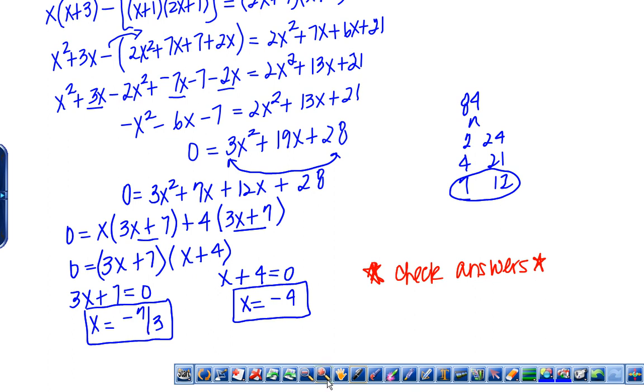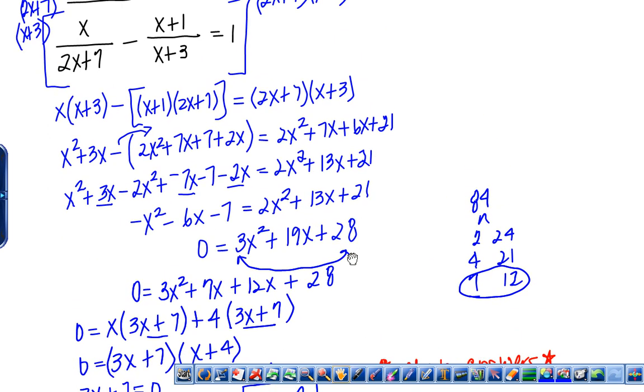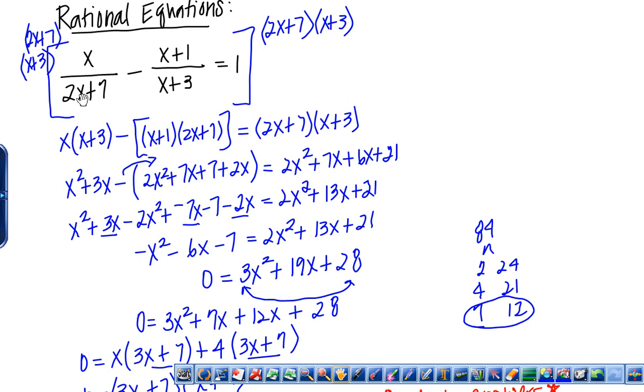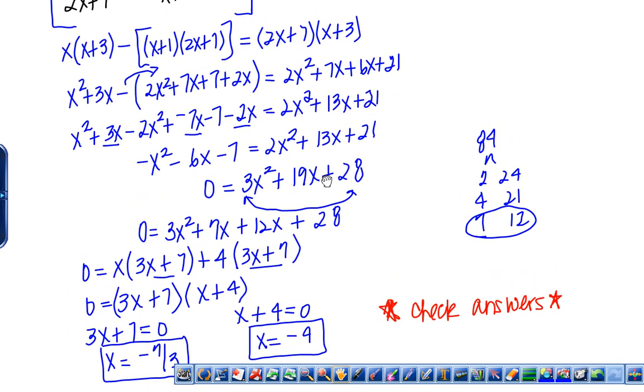I have a negative 7/3. I'm going to plug it back in up here. If I plug in a negative 7/3 into this denominator, is there any reason I would get a 0? Zeros are not possible in denominators, and there's no way I'd get a 0. Would I get a negative 7/3? Would I get a 0 here? And I wouldn't. So I need to check my negative 4.